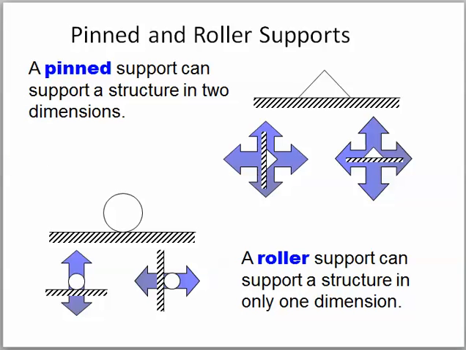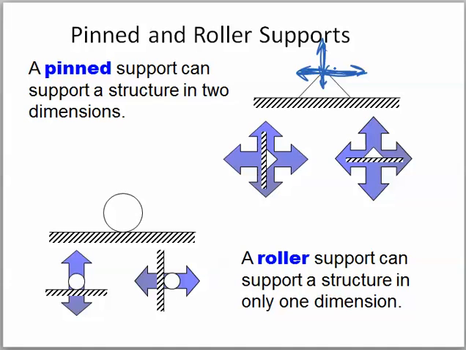Pinned and roller supports. We've already talked somewhat about a pinned or a roller support. A pinned support can support a structure in two dimensions, and we use this symbol up here, which we've already used in class. A pinned support is not going to allow an object to go up or down because it's pinned in place, and it's also not going to be able to go right and left. Think of a pinned support kind of like a gusset that we showed from earlier. It's going to lock it in place.